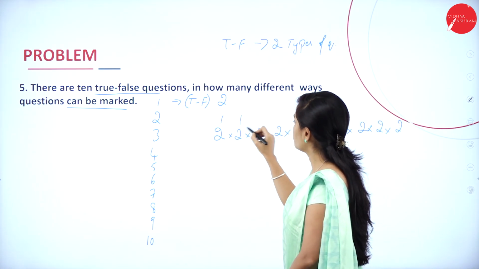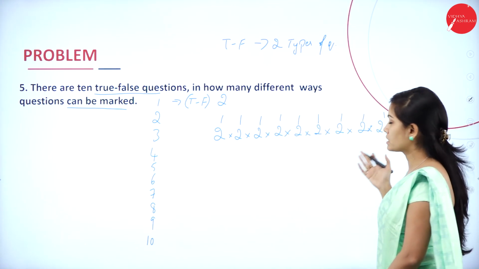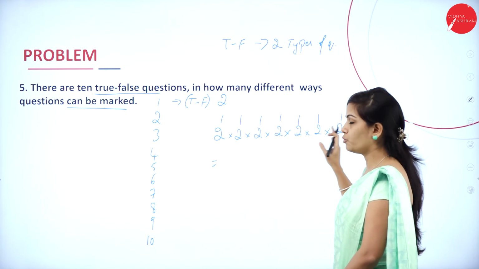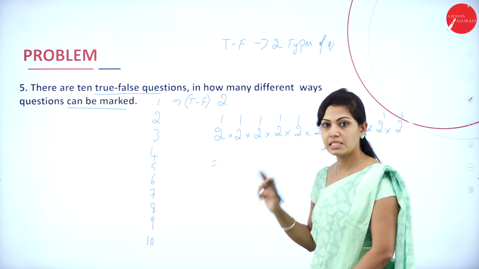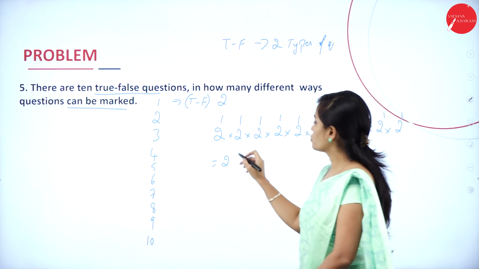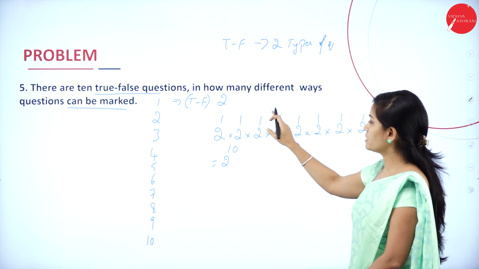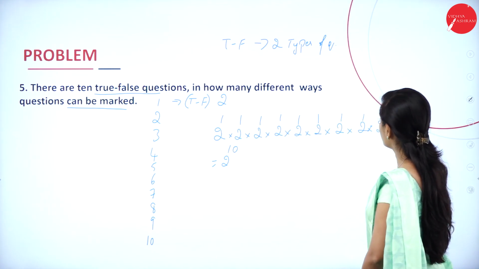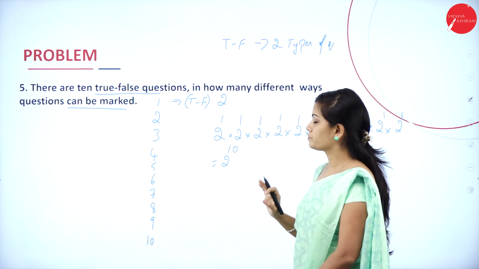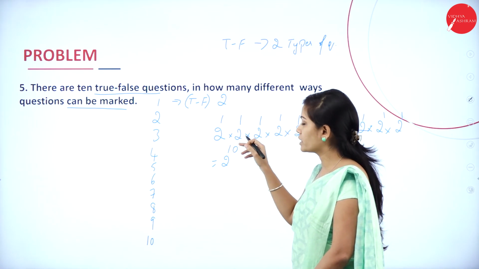So 10 true-false questions means we can arrange like this. Next, add all the exponent values because all the base values are same. So you can add all the exponent values. So it is 2 power 10. 2 power 1 plus 1 plus 1, up to 10. So we have 10 different questions, true-false questions. So we can arrange 2 power 10 ways.